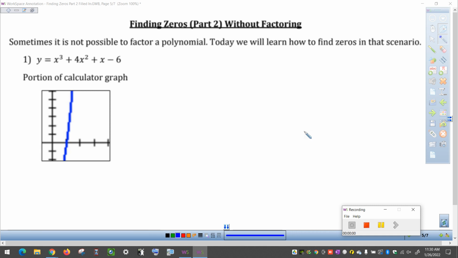Normally what we did before in finding zeros part one is that we had all these different factoring methods at our fingertips. We figured out what would apply, we factored it, we set each factor equal to 0 and solved for x. And that's not going to be possible for us today.